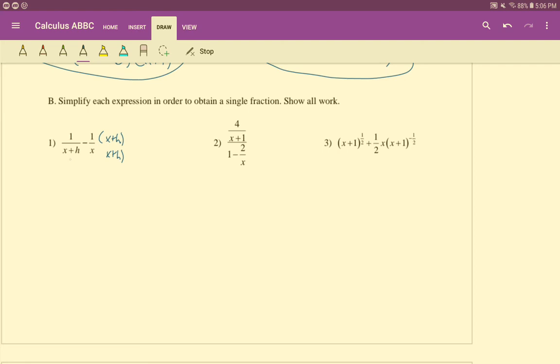Because of that addition, we treat this as one quantity there. Whereas this x here is a unique quantity because it doesn't have the plus h. So in other words, we have to multiply this fraction by an x over an x. And what is that going to result in? It will result in x over x times x plus h minus, and again, we'll just distribute the 1 there, x plus h over x times x plus h, like so.